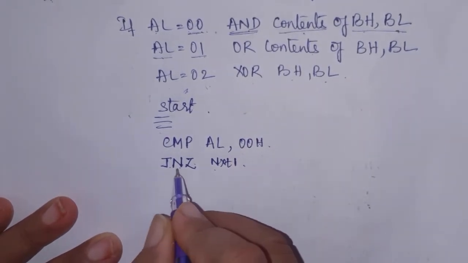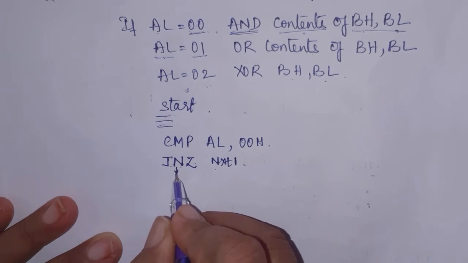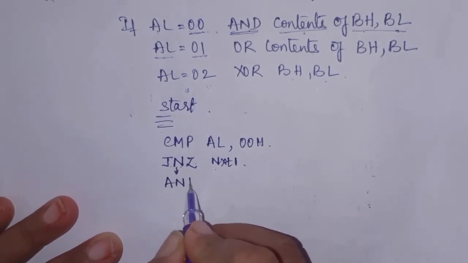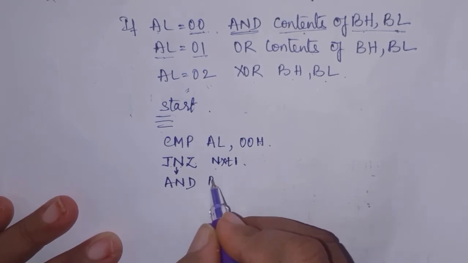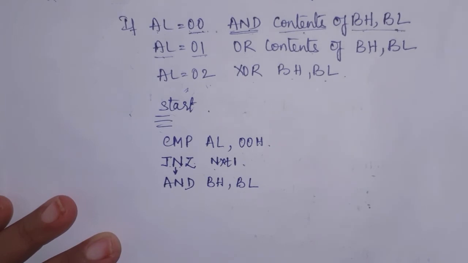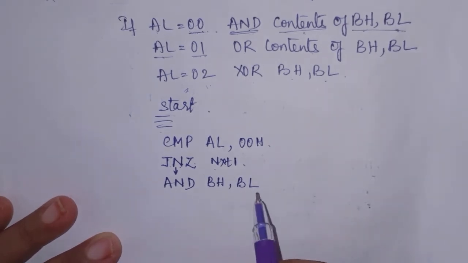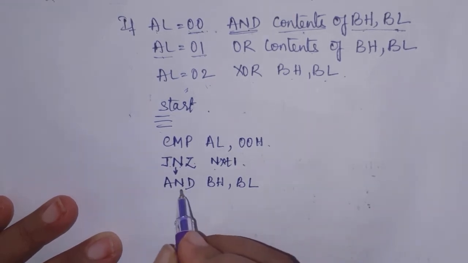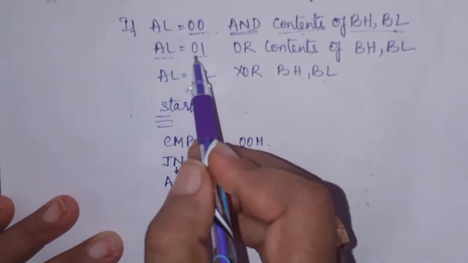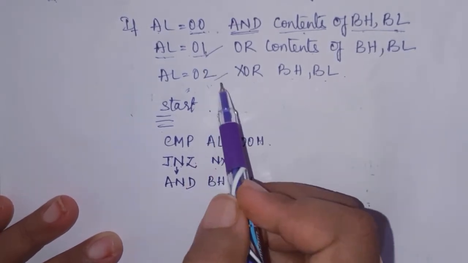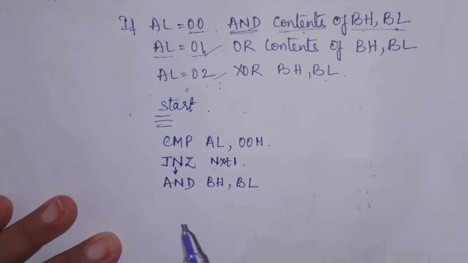If it is equal, it will come to the next instruction, isn't it? So here you write AND the contents of BH and BL. The result will be in the BH register. Now after ANDing, you need not verify whether it is equal to 1 or 2. You need not continue with the program. You will go to the end of the program.